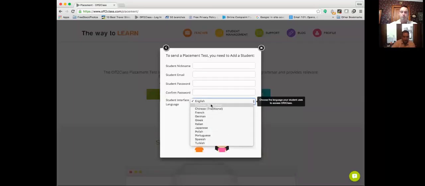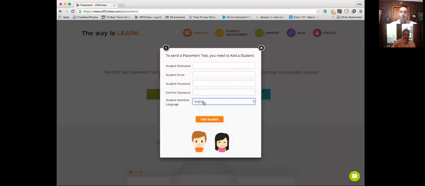So obviously, Off to Class is an English product. The placement test will always be in English. But as far as the buttons and the login form, you can actually customize the interface language by picking your student's L1 here. So you can send this to a student.